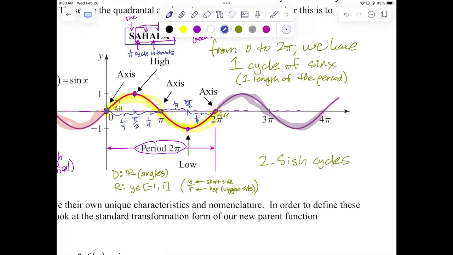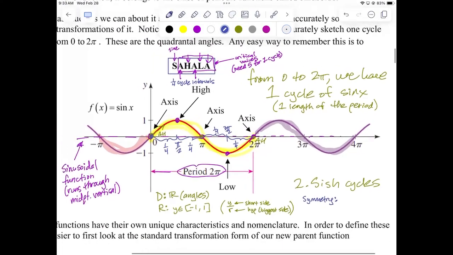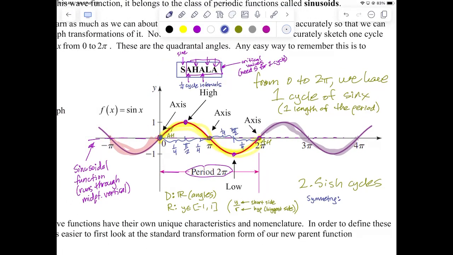We know the domain is all real numbers. We know the range is -1 to 1. Let's look at symmetry here. Remember when we talk about symmetry, we're talking about 2 types of symmetry, right? Even versus odd. What type of symmetry does an even function have? Y-axis symmetry. Does the graph of sine of x have y-axis symmetry? That means, can you fold this graph on the y-axis and have it coincide with itself? I don't see that, do you? If you fold it on the y-axis, the high and the low don't match up, right?